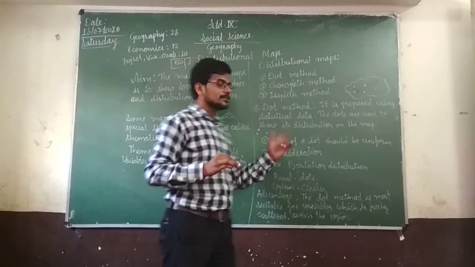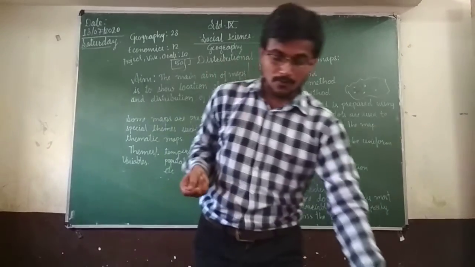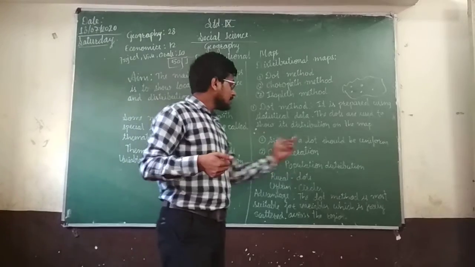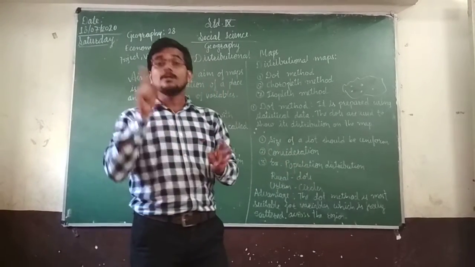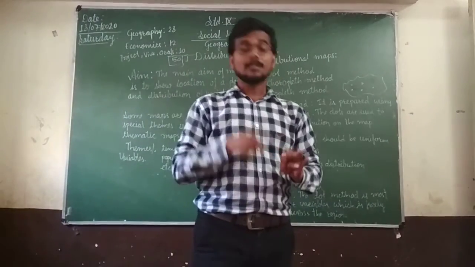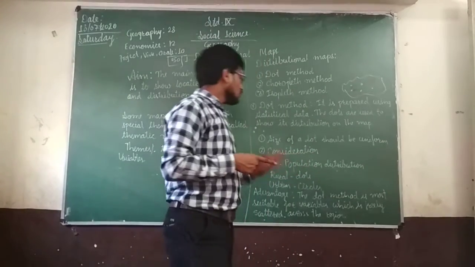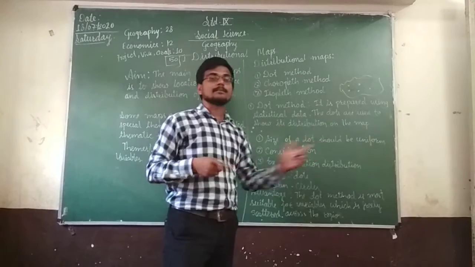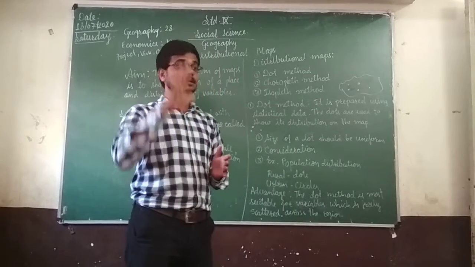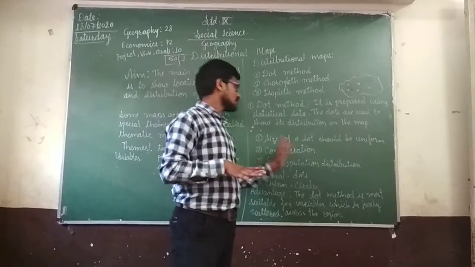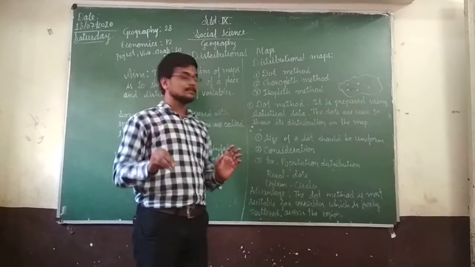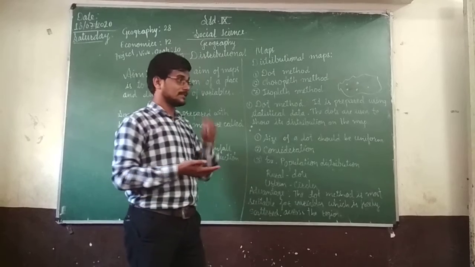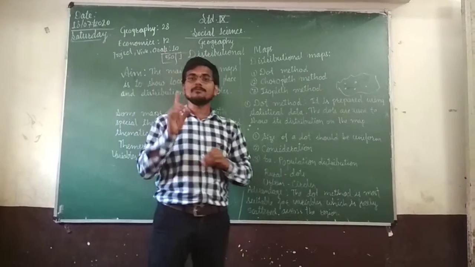And consideration. Now what is consideration? For example, a particular content is there, for example temperature, water distribution, transportation system. So the consideration should be confirmed. Consideration should be clear. That means what consideration we are using in distributing or drawing that dot method map should be very clear.